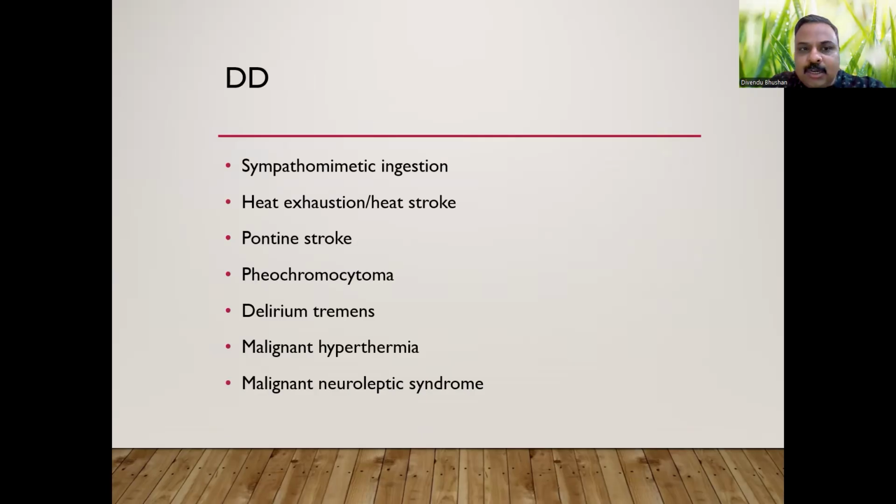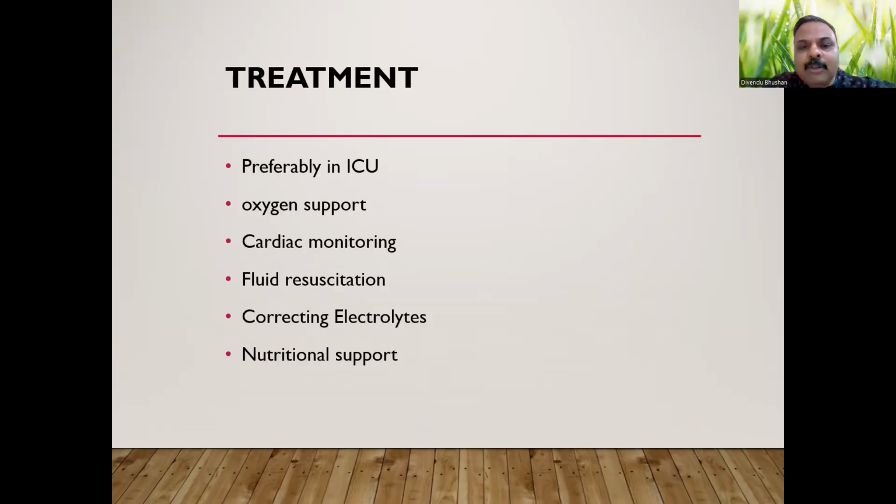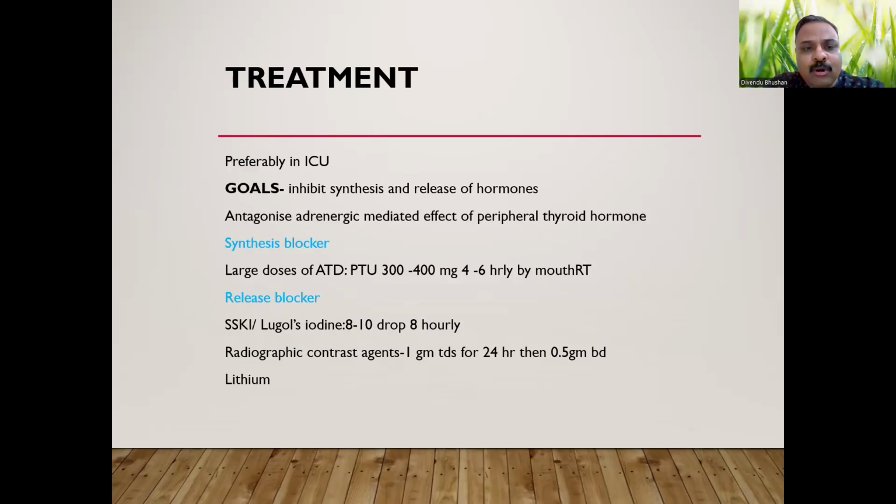What are the common differential diagnoses? Differential diagnoses are sympathomimetic agents. Sympathomimetic ingestion, like heat exhaustion, heat stroke, pontine stroke, pheochromocytoma, delirium tremens, malignant hyperthermia, neuroleptic malignant syndrome. Treatment is usually preferred in the ICU with oxygen support and cardiac monitoring, fluid resuscitation, correcting electrolytes, and nutritional support.